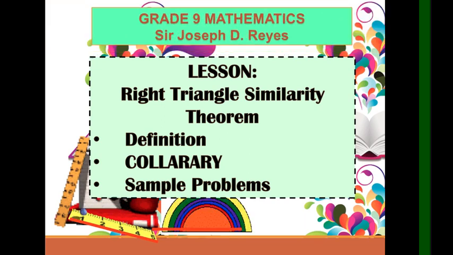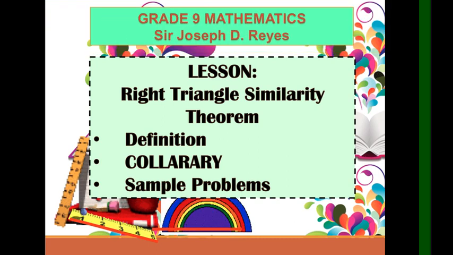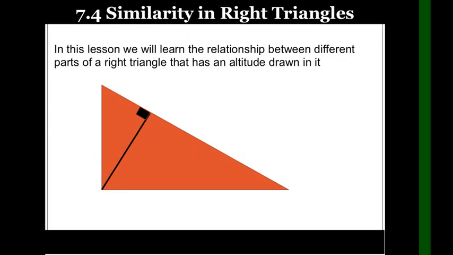Thanks, and now let's proceed to our main topic for today, which is all about the right triangle similarity theorem. In this lesson, we will learn the relationship between different parts of a right triangle that has an altitude drawn in it. As you can see, this is a right triangle, but there is an altitude drawn within it, and it is perpendicular to the hypotenuse.